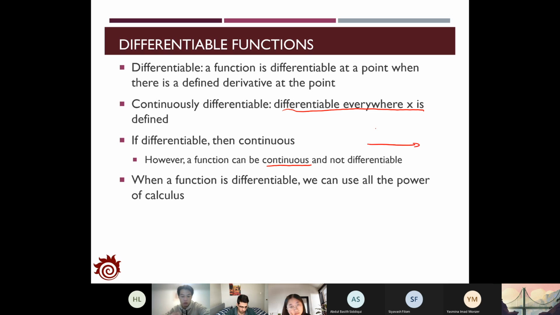It could be some function like this. Then at those critical points, they are not differentiable. They are not differentiable points. When the function is differentiable, we can then use the power of the calculus to get more features, more properties.